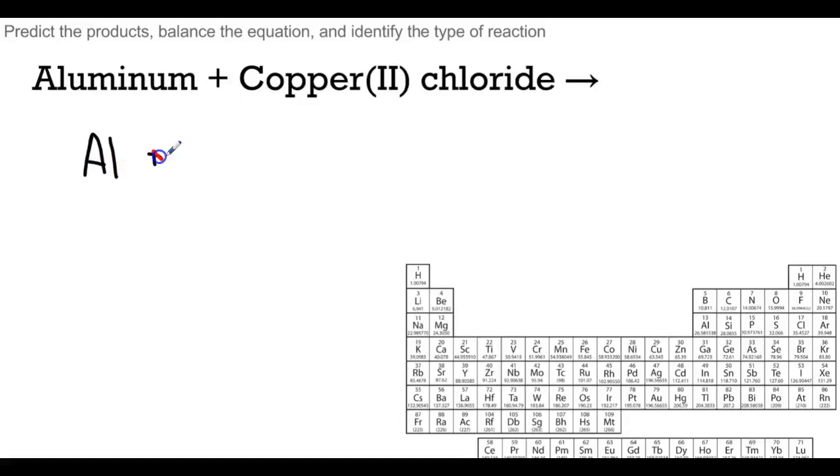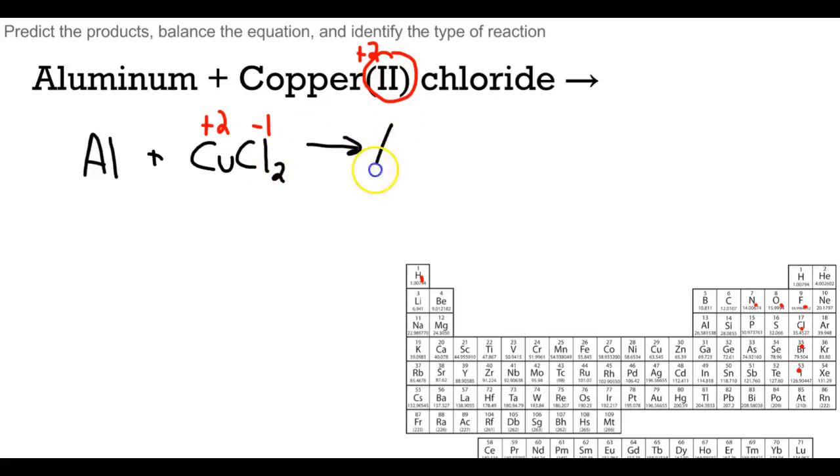Aluminum plus copper(II) chloride. So aluminum by itself plus copper chloride, and we're specifying that it's copper(II). Aluminum, by the way, not one of my diatomics, so I don't need to worry about putting any sort of subscript right there. Copper is going to have a charge of +2, chlorine is -1, so I need to use the crisscross method and bring that down. Now I'm going to be left with aluminum chloride and copper metal on its own. Copper, another one that is not diatomic, so it doesn't need a subscript.